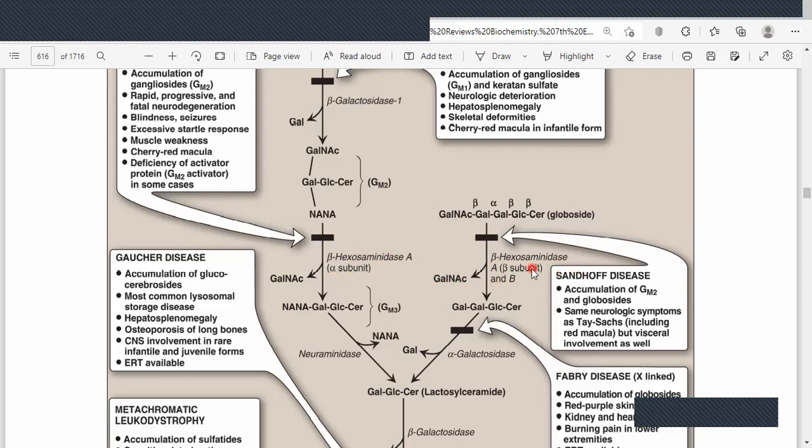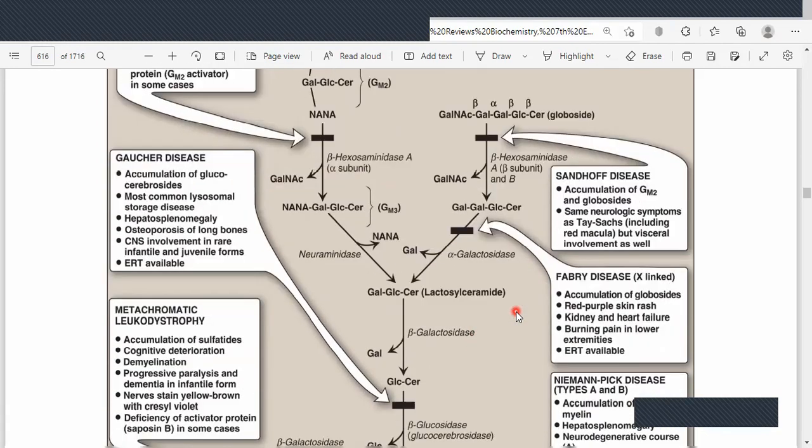Now, deficiency of these two enzymes will cause Sandhoff's disease. Sandhoff's disease is accumulation of globosides and GM2. Why GM2? Because if you don't have the beta hexosaminidase A, you can see even this reaction is affected. So there will also be accumulation of GM2 and also globosides. So after removing it, we get this compound composed of a galactose, another galactose, glucose, ceramide.